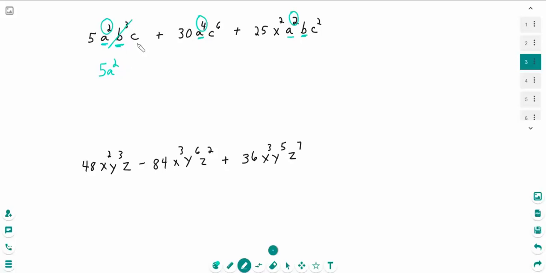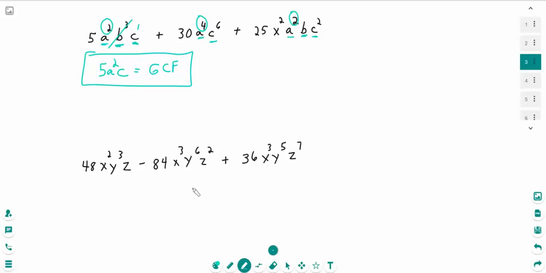He's a mismatch. Then we have a c. This has a c, this term has a c, and this term has a c. So we can say, all right, great. We know there's a c, but how many? Well, I've got a 1, and I've got a 2, and I've got a 6. So 1 is the most that I can pull out that would be common to all three. So we end up with just a c. So the greatest common factor is 5a squared c. Okay.